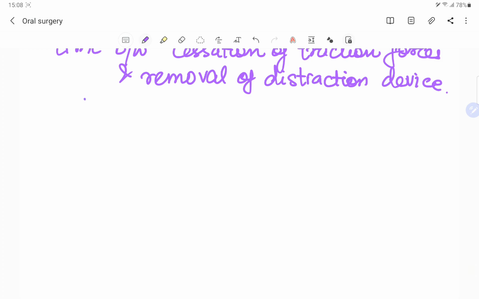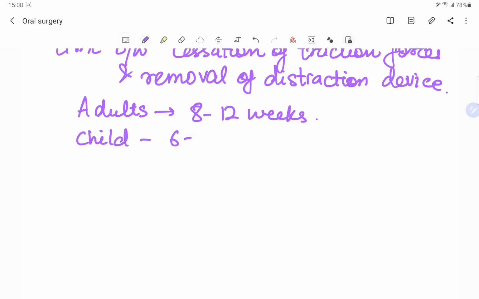So it is more in adults, 8 to 12 weeks. In children it is 6 to 8 weeks. Usually we wait up to 6 weeks of time.